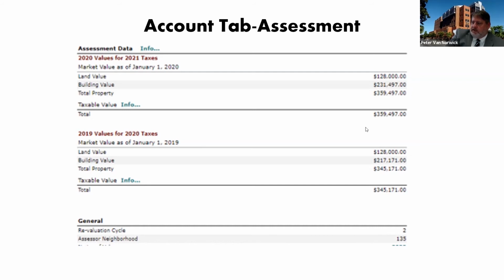Because on a senior exemption, the taxable value shows up here, which would be that lower amount that they're actually paying taxes on, where the buyer would be paying taxes on the actual market value of the property. Does that answer the question?